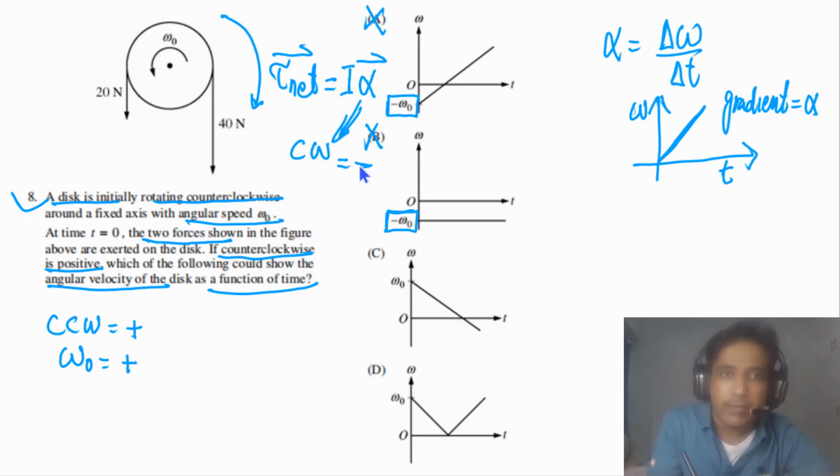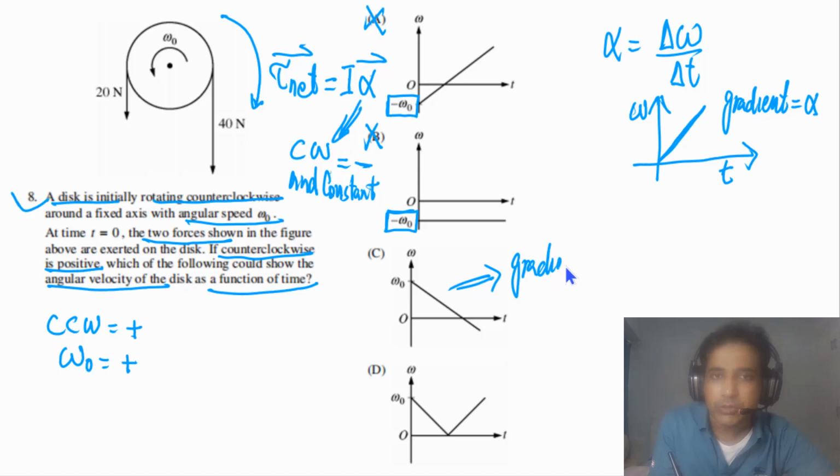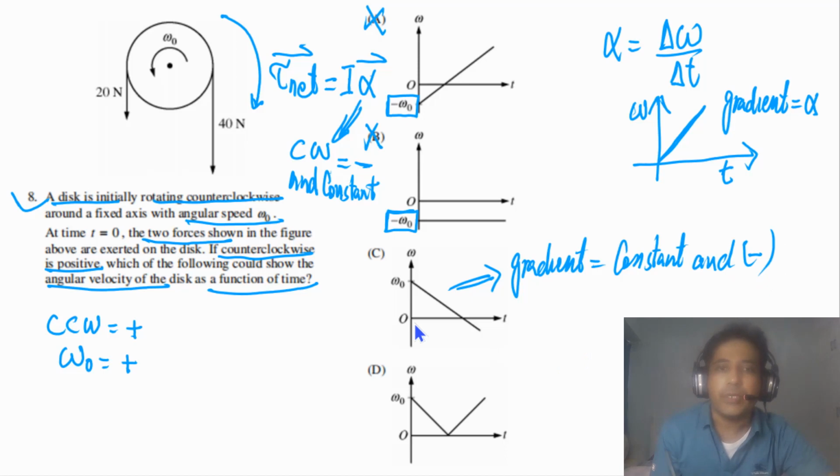So we can say alpha is negative and alpha is constant because net torque is constant. So the gradient of the omega against time graph has to be constant and negative. Option C is the best answer because this gradient is constant and this gradient is negative. So the answer for this question is C.